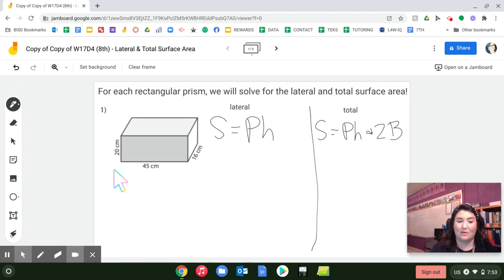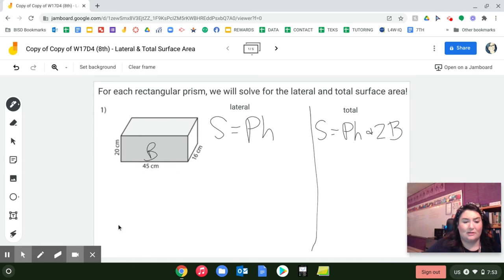When we have a shape like this on our worksheet, I always like to pick the one that is shaded the darkest. I feel like the authors of that problem are kind of telling us that that is the base. I could be wrong, but that's always what I do. So I'm going to call this the base right here.